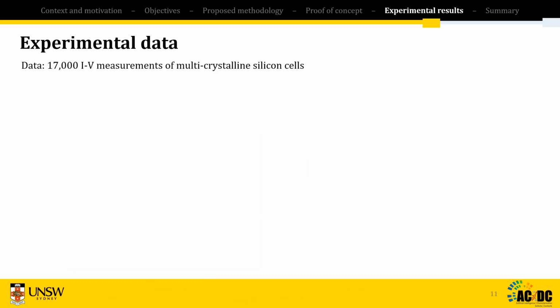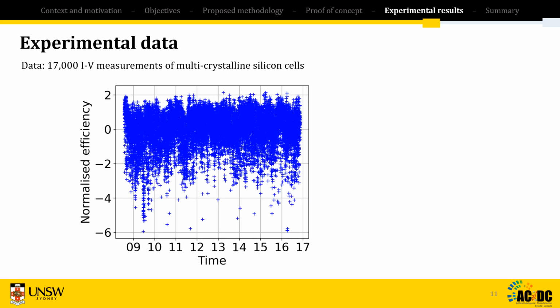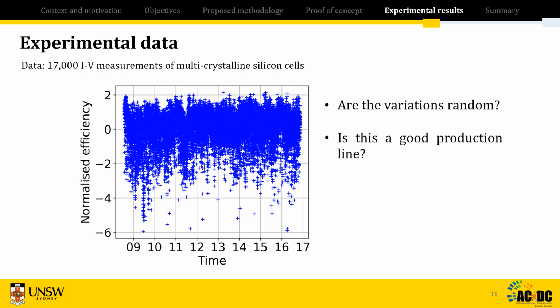We implemented the RF method on 17,000 IV measurements of multicrystalline silicon cells. This is the normalized efficiency as a function of time. Now you might agree with me that by just visually inspecting it, it's hard to determine whether these variations are random and whether this is a good production line or not.